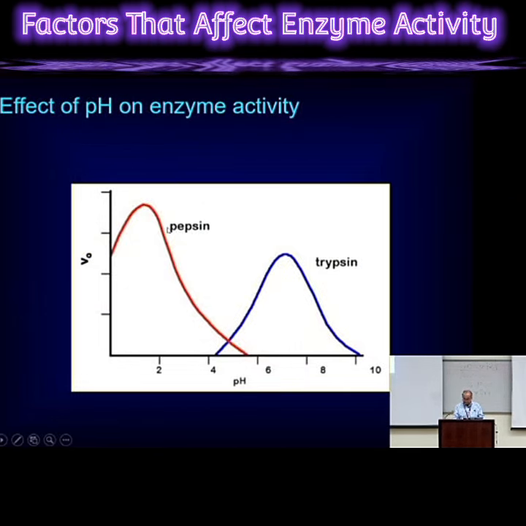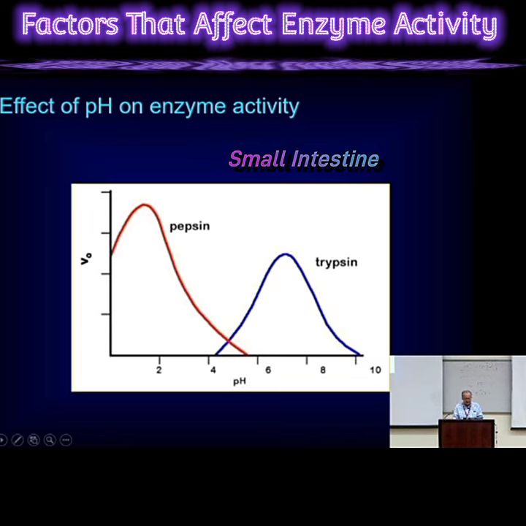So pepsin is an enzyme found in the stomach. The pH of the stomach is about 1.5. So you find that this enzyme protein is quite resilient, and it works in the acidic environment of the stomach. On the other hand, trypsin, which is derived from trypsinogen, is in the small intestine. And look, it works roughly around neutral pH.